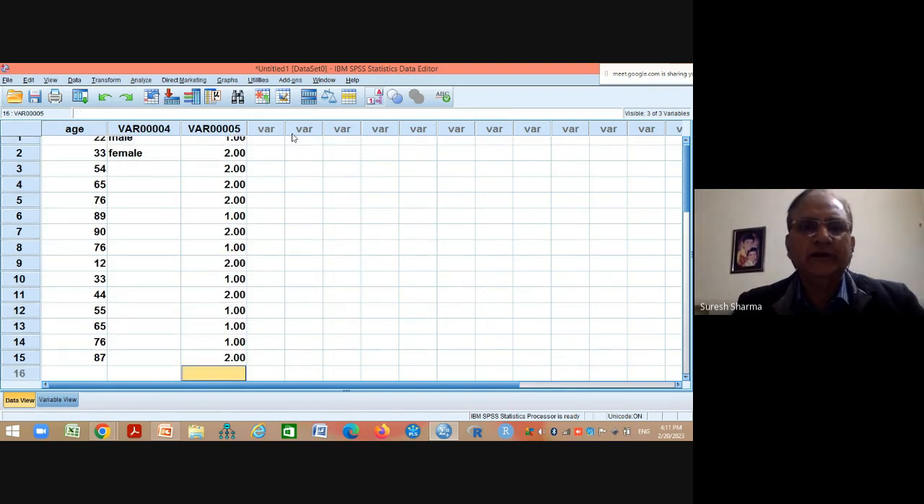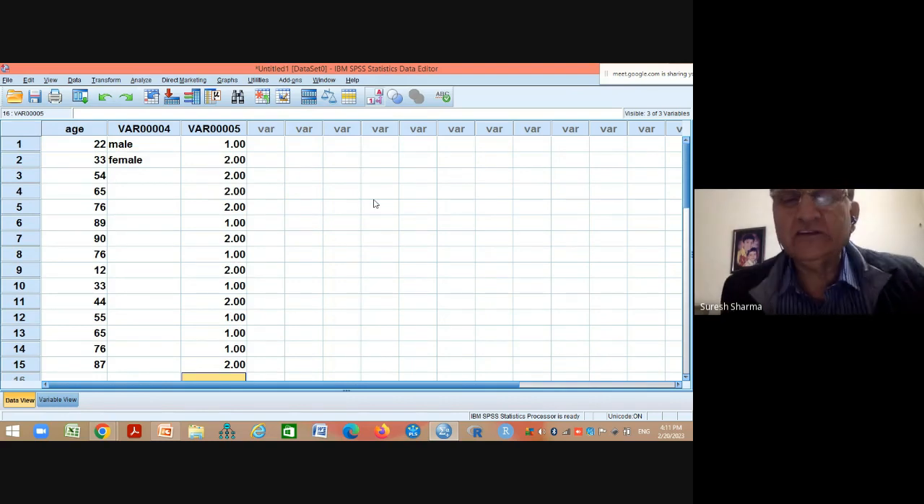This type of data you will be having. Now how will SPSS come to know that 1 is male and 2 is female? We haven't given any command to SPSS. How will SPSS recognize that 1 is male and 2 is female? Very simple. You go to the variable view, and this is called labeling variable.